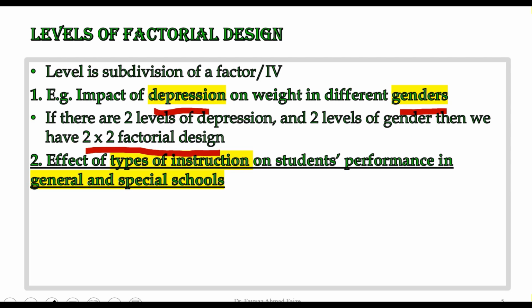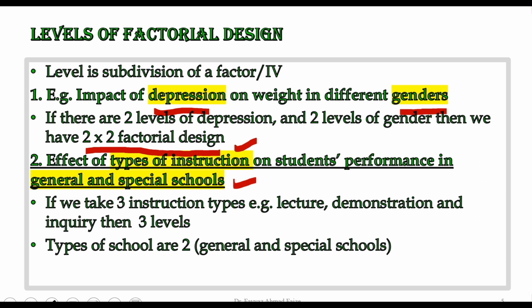If we look at the second example, the effect of type of instruction on student performance in general and special schools, we can see that one independent variable is the type of instruction and the second is the type of school. For the type of instruction, if we take three types in our study, for example the lecture method, the demonstration method, or the inquiry method, then we have three subdivisions, and therefore it has three levels.